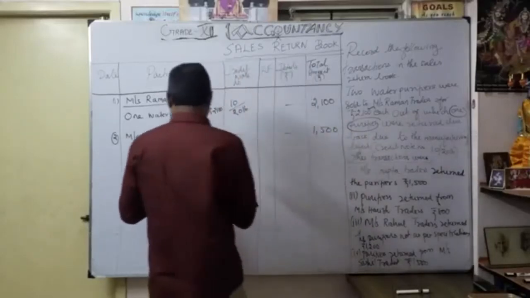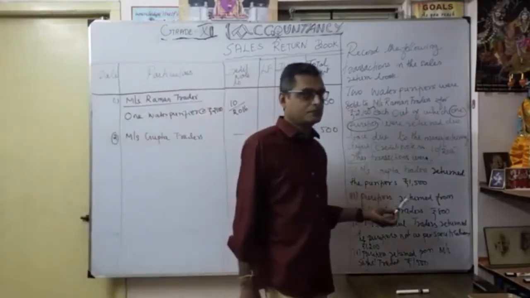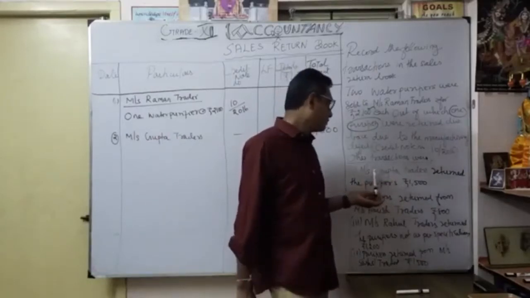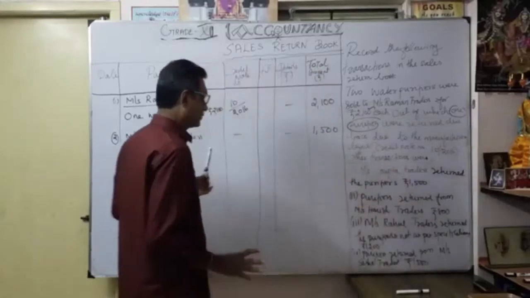That's why here I have not written any description, because our questions are not given any description. You can simply write it from the customer name only. We, Gupta Traders, returned the purifiers, 1,500. Okay, then the third one.